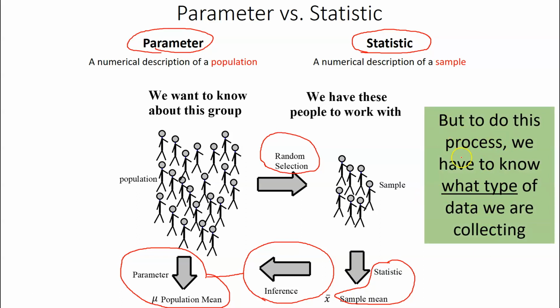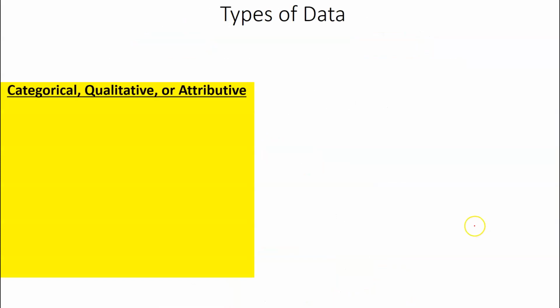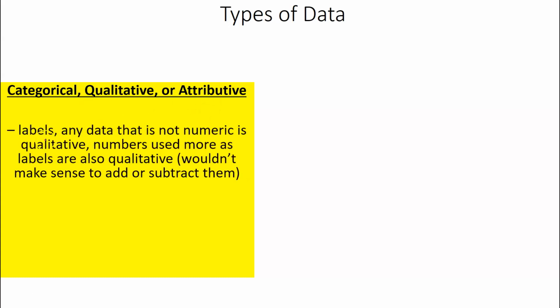But to do this process, we have to know what type of data we're collecting. Okay, so that's our next thing. We have different kinds of data. Here's our different kinds of data. We have categorical, qualitative, describing a quality, and attributive, describing an attribute. Labels. Any data that is not numeric is qualitative.